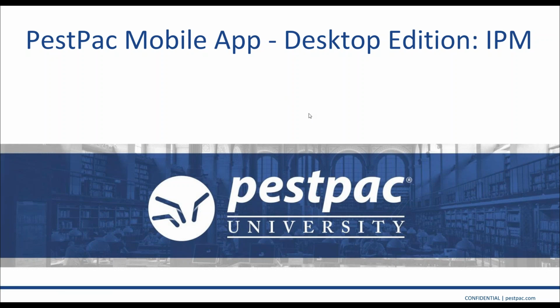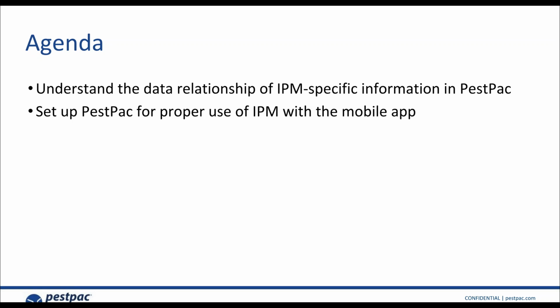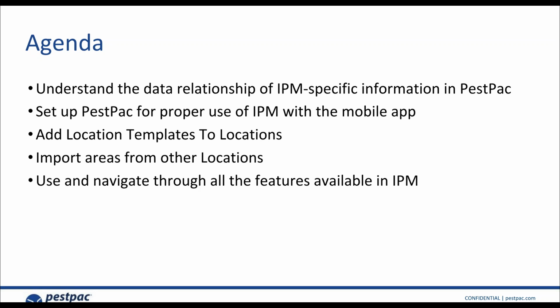So let's jump ahead and start talking about our agenda. The first thing that we're going to talk about is how to understand the data relationship of IPM-specific information in PestPac. After that, we're going to go through the setup involved in PestPac for proper use of IPM with the mobile app. We will learn how to add location templates to your locations in addition to importing areas from other locations. And then finally, we'll wrap it all up, going through how to use and navigate through all the features available in the IPM module.